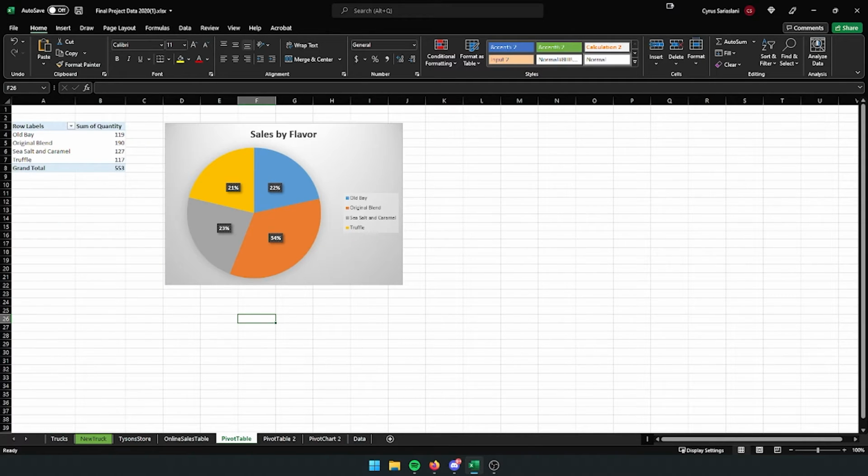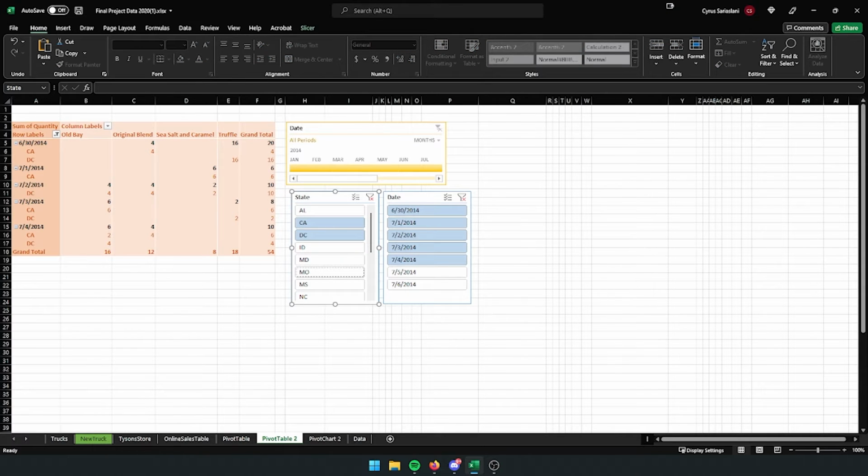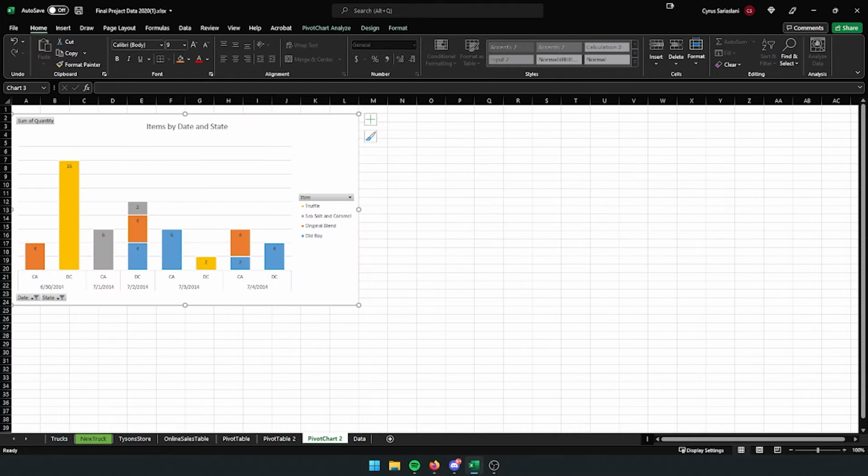Moving to the pivot tables and pivot charts, each of these are meant to show the sales in 3 different ways. Looking at the first pivot table shows the sales data with a focus on what flavors sold the best. Pivot table 2 focuses on the date each flavor was sold. And pivot chart 2 shows a focus on the sales by state.